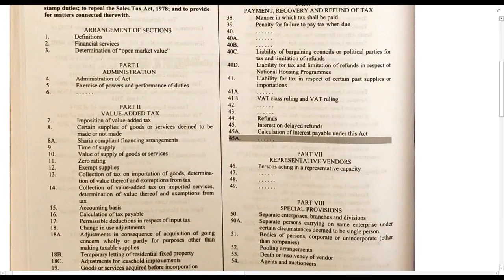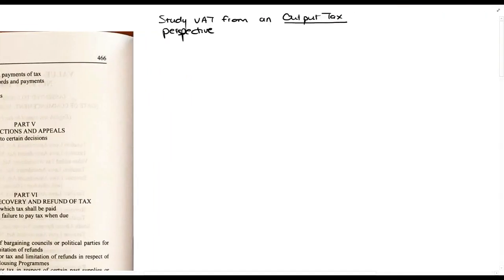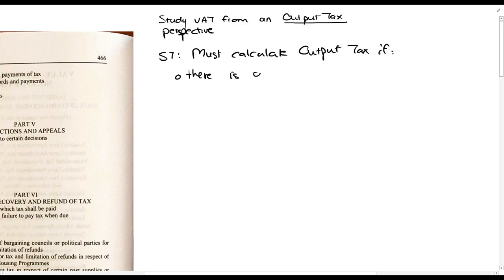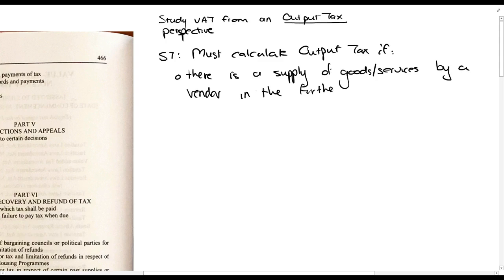The first thing that you need to see is you will start with section 7. Section 7 is the most important section, and section 7 tells us you must calculate output tax if, and this is all revision, there is a supply of goods or services by a vendor in the furtherance of an enterprise. So there are different elements here that you obviously need to study.